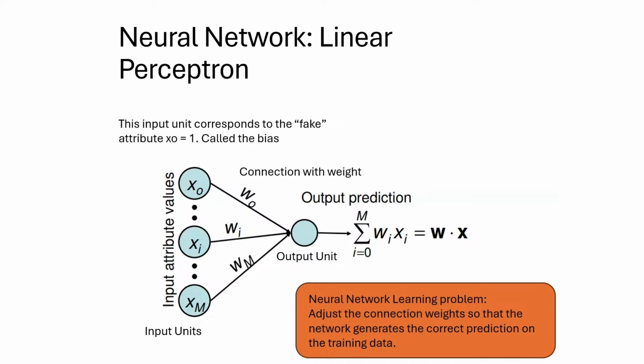So that's why the notation of a single perceptron is exactly the same as for linear regression. This is the same notation. You can see it here. So linear regression for such a simple perceptron is equivalent.